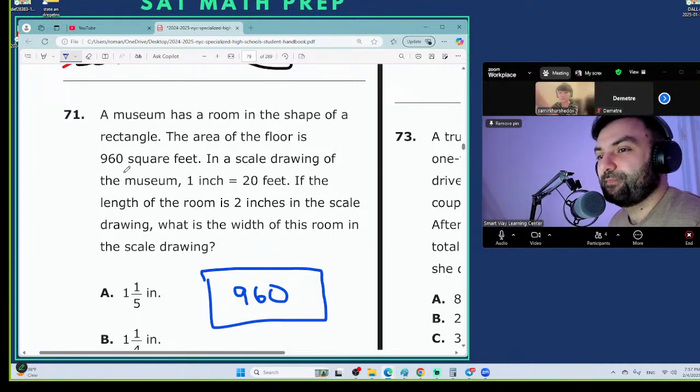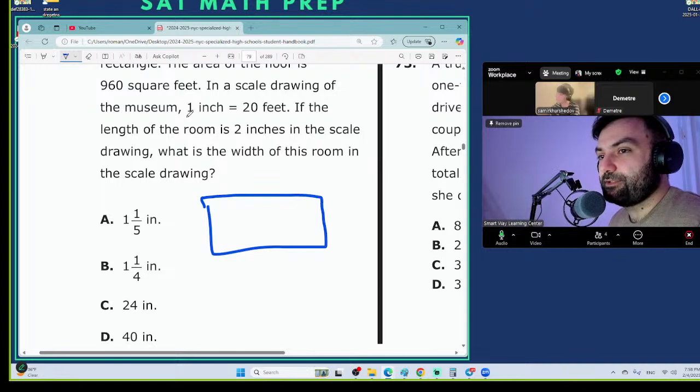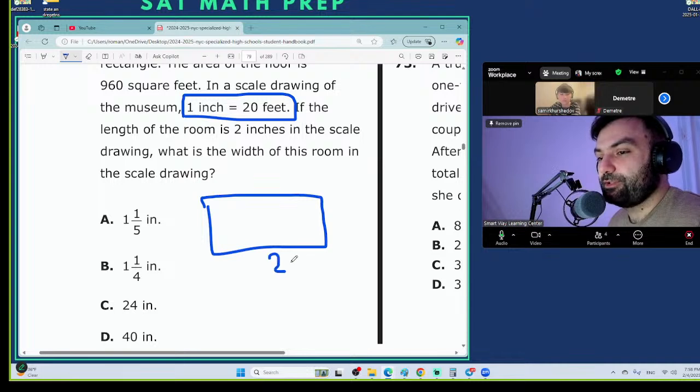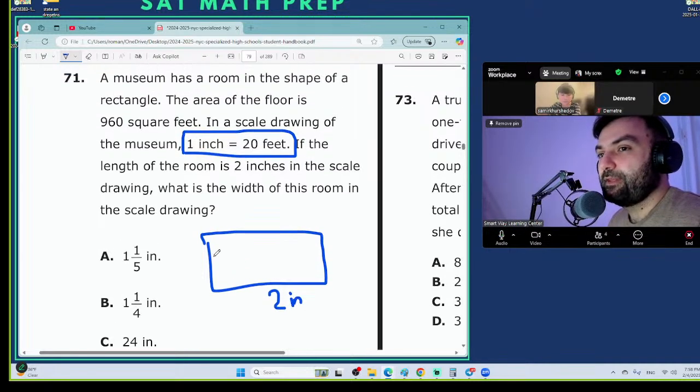The area of the floor is 960 square feet. In a scale drawing. So let's say that this is not real. Let's say that we just drew a scale drawing. 1 inch is 20 feet. Okay, so this is like a conversion rate. If the length of the room is 2 inches, so the length is 2 inches, right? Now let's convert the area. I wouldn't even say that. Actually, we don't even need to do that.